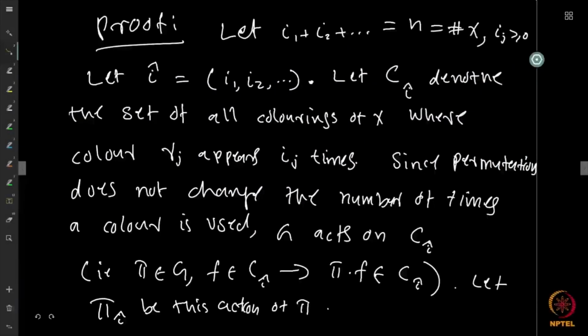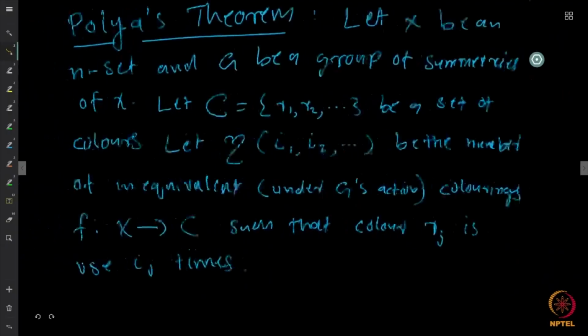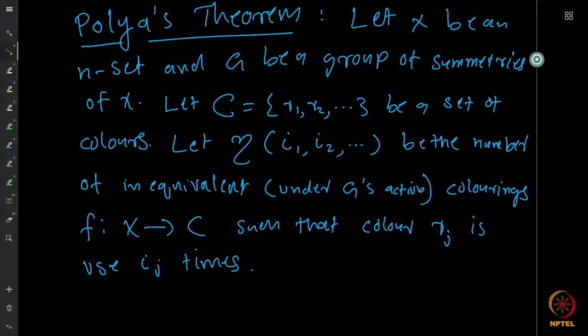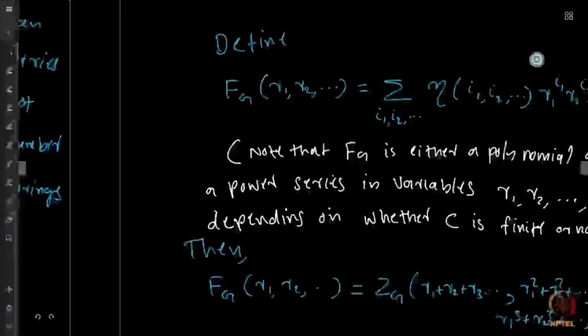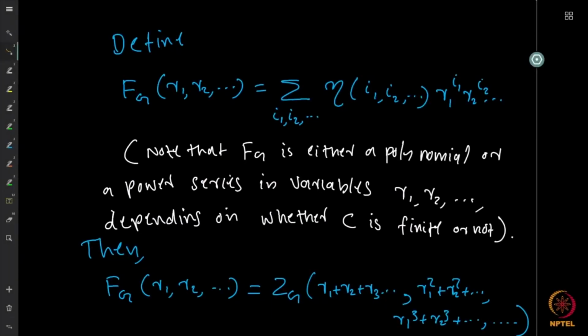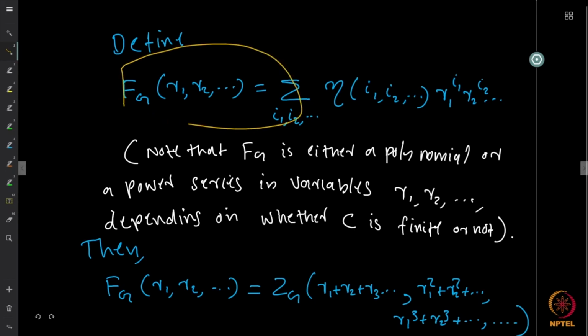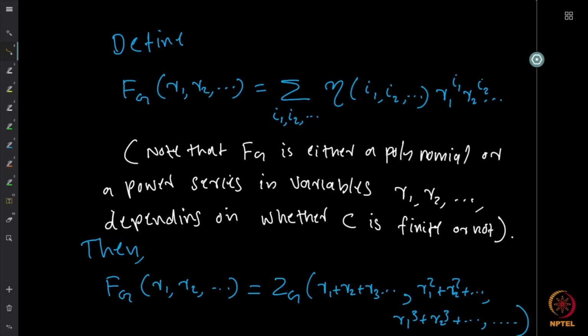Okay, so what we proved is that the number of inequivalent color rings, where the number of times the color Ri occurs is given by the tuple I1, I2, etc., is obtained by looking at the cycle index polynomial of the group G, Zg, and for the variable zi, I replace it by the summation of rj raised to I. So this will give you the generating function of this kind of coloring. So that is what Polya's theorem is about.